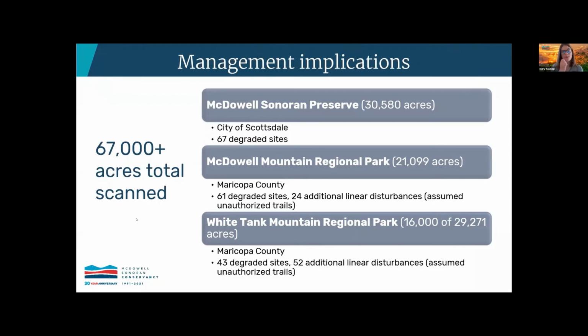And so as our next steps, we've submitted a manuscript on this methodology to Restoration Ecology, which is in review, and we are working with the city of Scottsdale on a subset of the sites that were identified through this process, and also that they have identified as places for restoration planning, and we will be doing more mapping with the county.